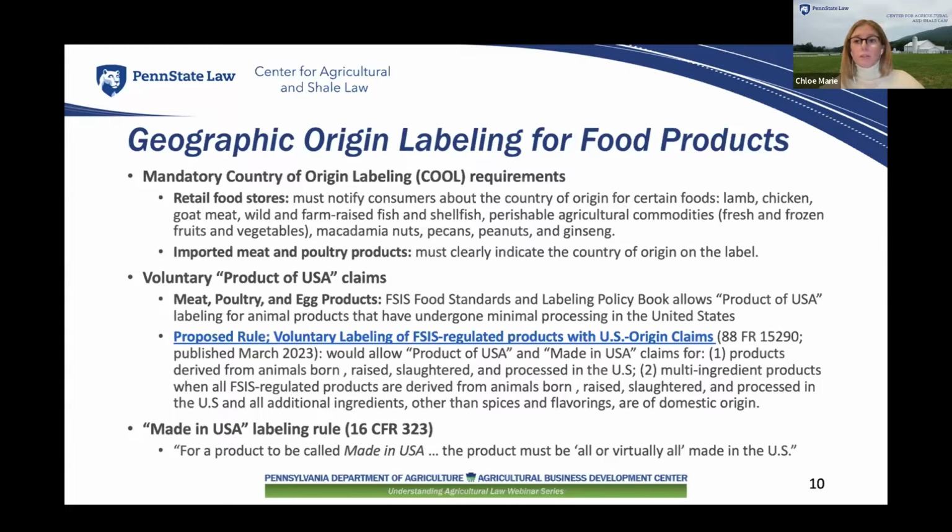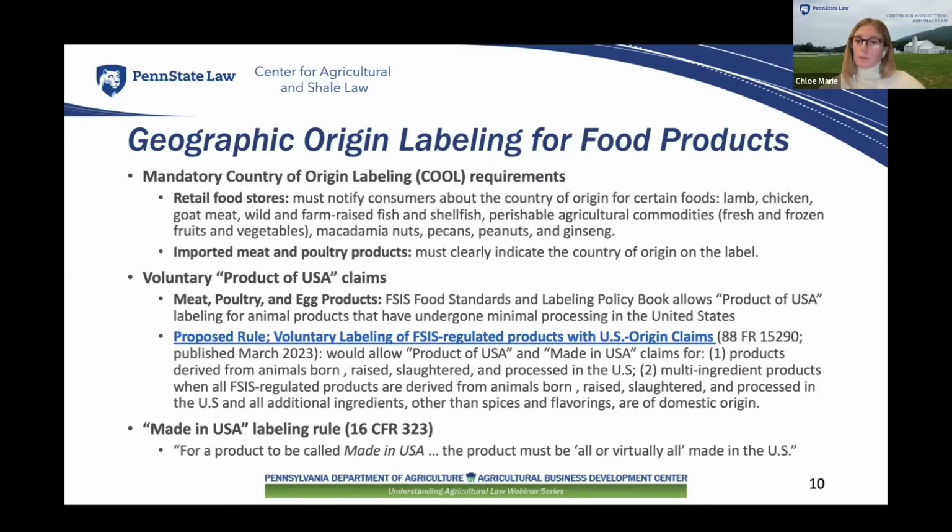Now, in March 2023, however, the Food Safety and Inspection Service proposed to change its rules about how food companies can label animal products as product of USA, explaining that the current rules are confusing to consumers. So the rule would authorize two specific voluntary US origin label claims to be used on meat, poultry, and egg products: product of USA, and made in the USA.